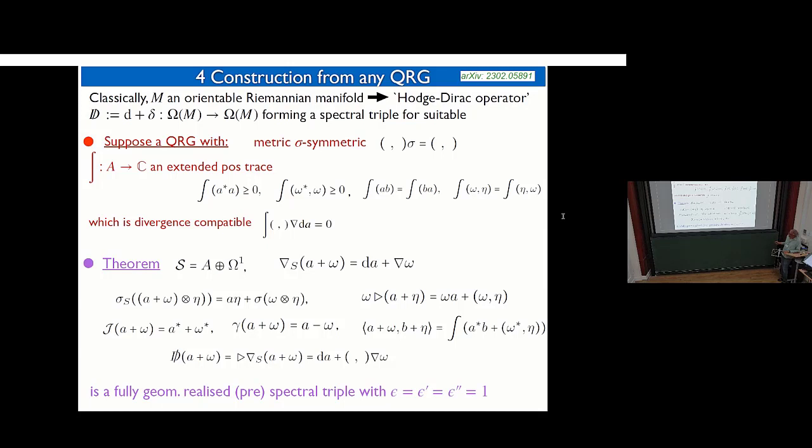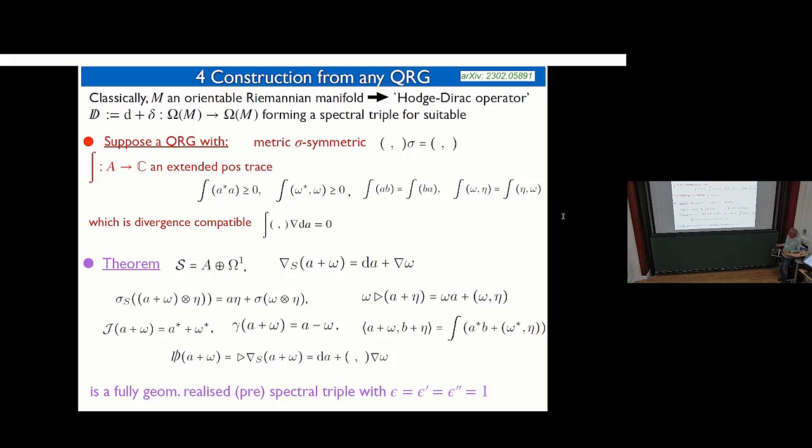The inner product for the pre-Hilbert space structure is going to be just the obvious one from this plus this guy. This is why I need these conditions. So then this will form a pre-Hilbert space. D from the construction I told you will just be to apply the connection and then apply Clifford action. That would just come out to be like this. So this is D and this is delta. So this is D plus delta.